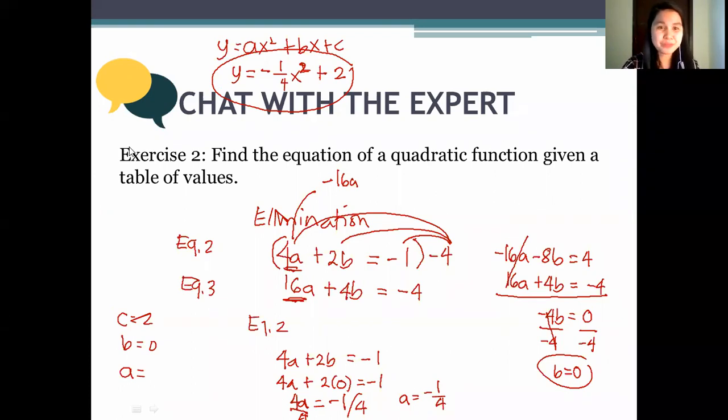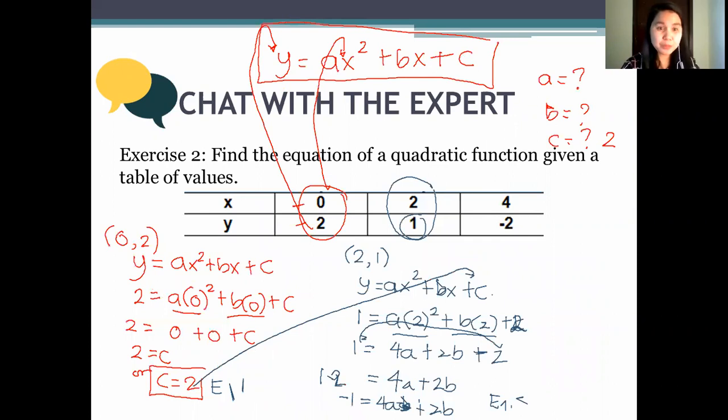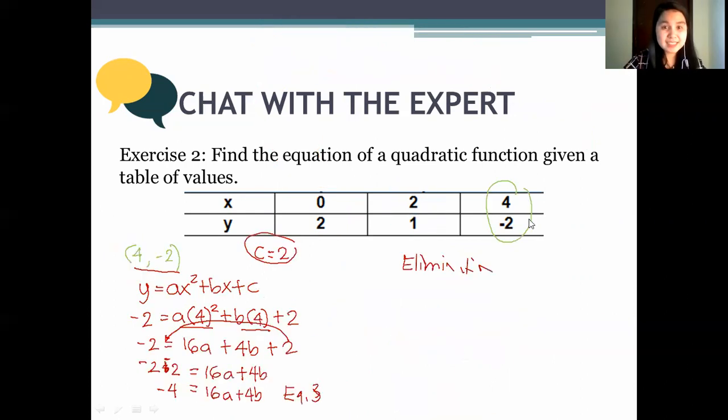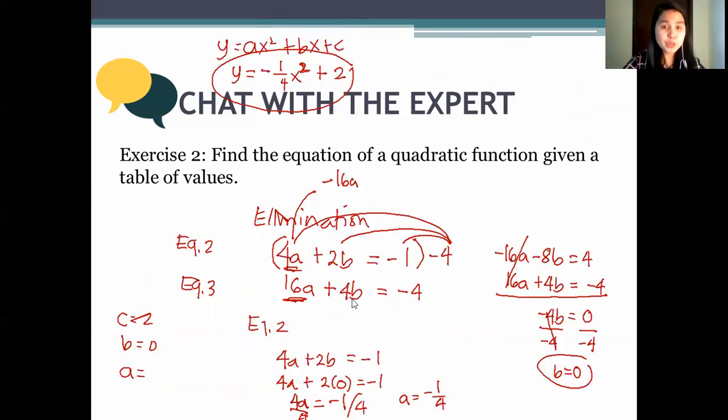So a very brief review. Ready? In the first one, what will you do? Substitute the first ordered pair, then find C, or have the last equation. Substitute the second pair and find your equation number 2. Next, substitute the third ordered pair, find equation 3. Then we do elimination using 2 equations. And once you're done with elimination, we end with substitution to find the last.